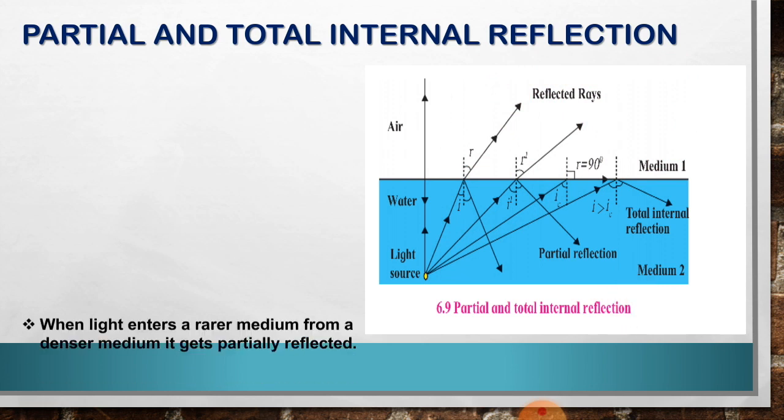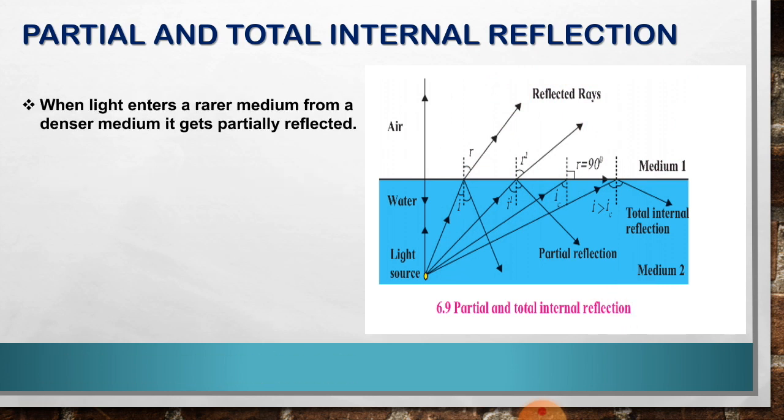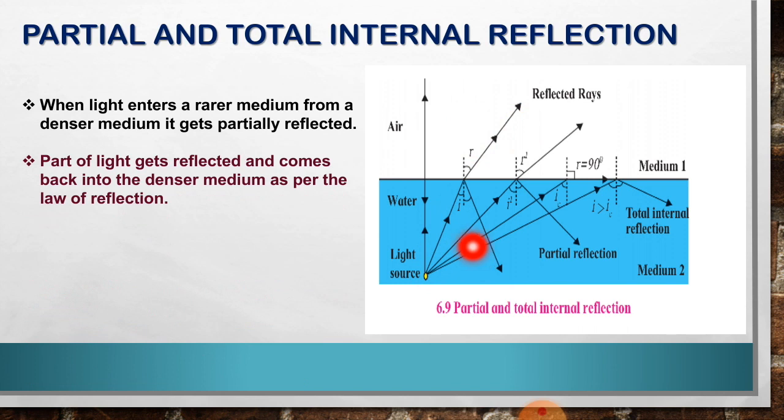So let's see. When the light enters a rarer medium from a denser medium, it gets partially reflected. Here you can see there is a source of light, and this is a denser medium. You have to look at this second ray of light. When the light enters the rarer medium from the denser medium, it gets partially reflected. What do you mean by partially reflected? Over here you can see part of the light gets reflected and comes back into the denser medium.